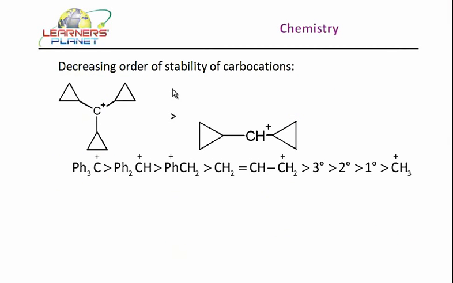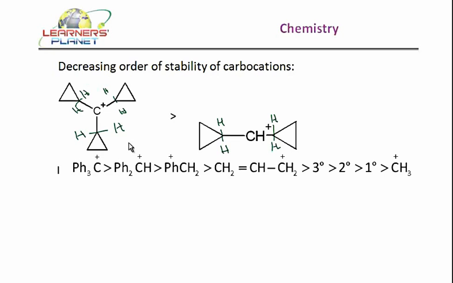Now let's see the decreasing order of stability of carbocations. So these are the given carbocations over here. Now, tricyclopropyl carbocation is more stable than bicyclopropyl carbocation. Now why is it so? In the case of tricyclopropyl carbocation, how many alpha hydrogens are present? There are 6 alpha hydrogens. Right? So how many hyperconjugated structures are possible? 6. Whereas in bicyclopropyl, how many hyperconjugated structures are possible? 4.